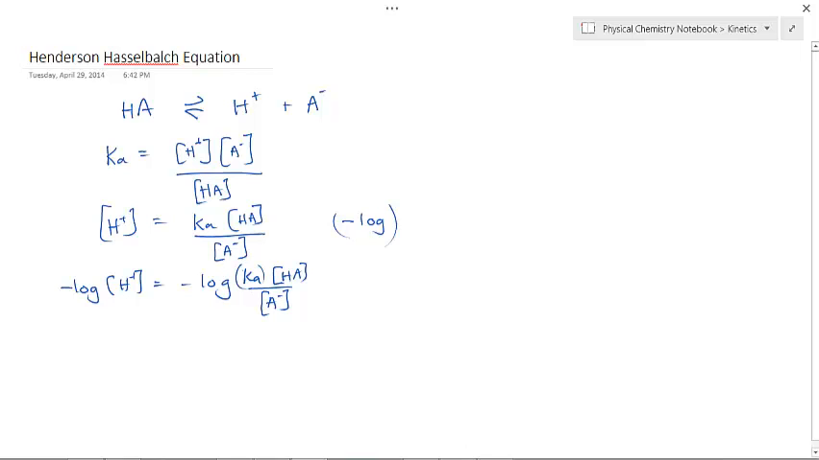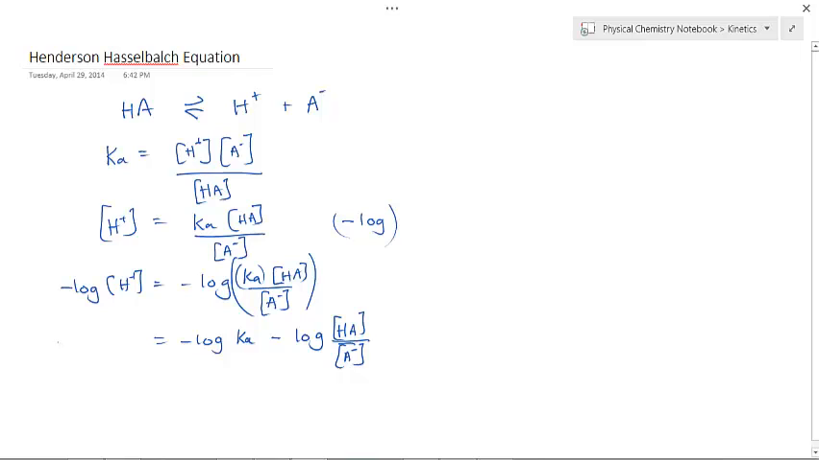I'm going to put the whole thing in brackets so that you know it's a log of the whole thing. But there's something fun that you can do with these logs because you can separate them. So you can have minus log of Ka and minus log of HA over A minus, so of the acid over the conjugate base. I could separate this further and have the acid over here, but really I want to keep this because I want to actually look at the ratio.